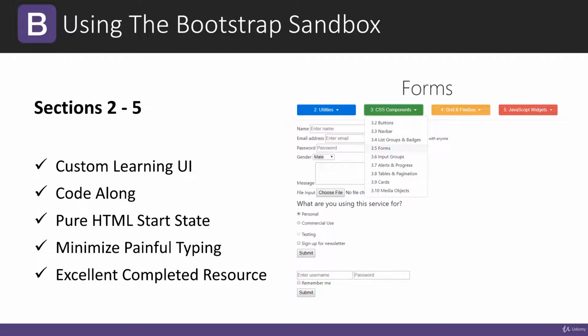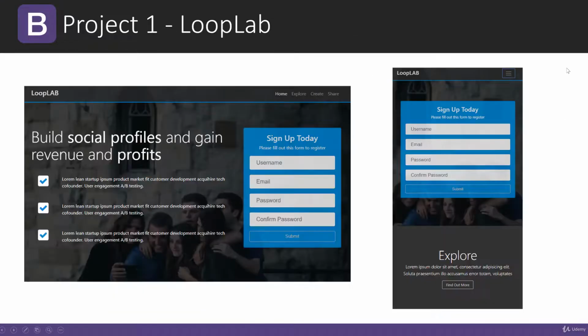So let's talk a little bit about what the Bootstrap Sandbox is. It's basically a custom UI that I created that is broken up into different sections that correspond with the course, and each one starts with just bare HTML, and then in each lecture we'll be adding the Bootstrap markup together and talking about what it is, what it does, and so on. And this will prevent you from having to type out all of the basic HTML stuff. We can just focus on Bootstrap itself. So it's broken up into four different sections: utilities, CSS components, the grid and Flexbox, and then JavaScript widgets. All right, so once we complete the sandbox, we'll be moving on to our projects.